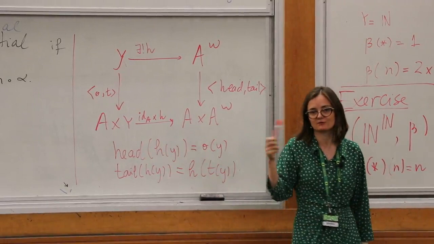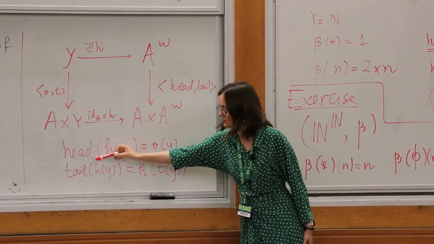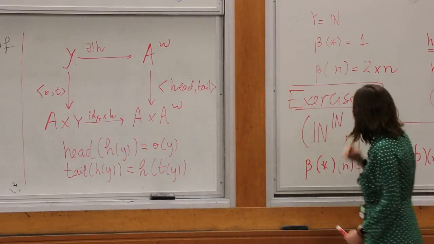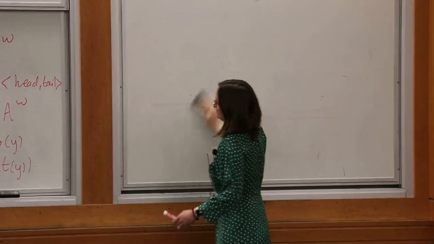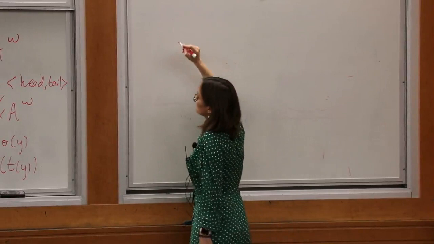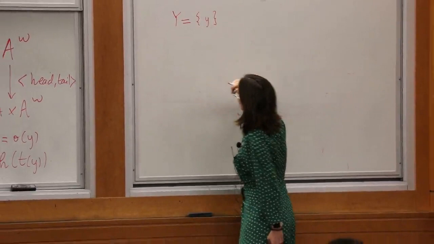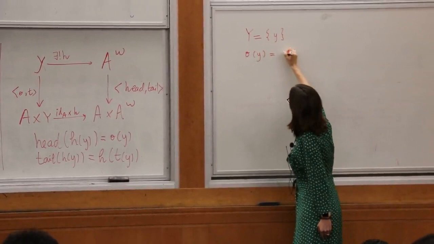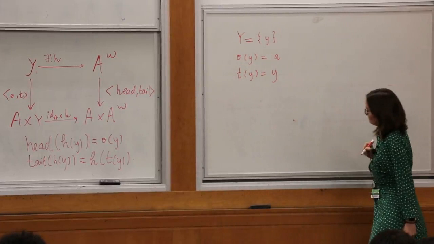And this goes back to the first lecture when we were defining streams and seeing that because streams are coinductive types, you basically need to look at what the destructors do to a certain stream. Okay? So for instance, let's look at a very simple example to start with. If I take Y to be just one element, set Y, and O of Y is some letter A, and T of Y is Y, what would be H of Y, you think?